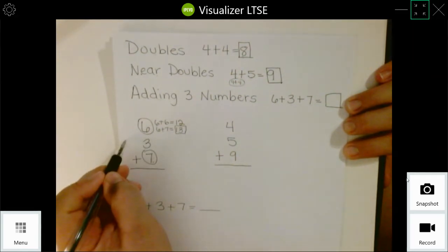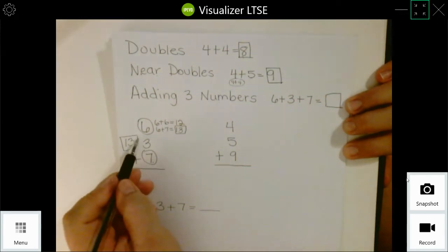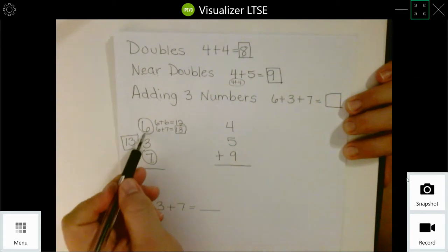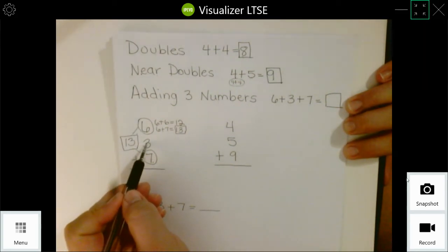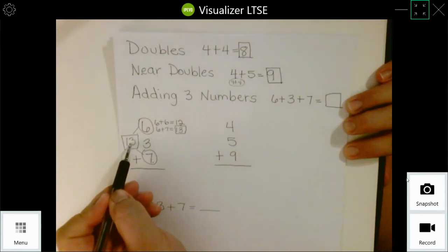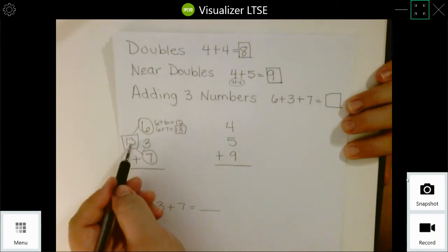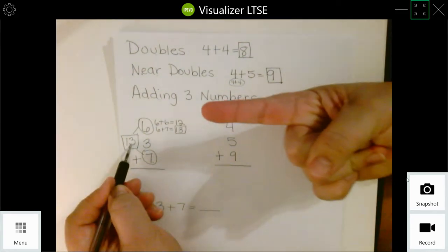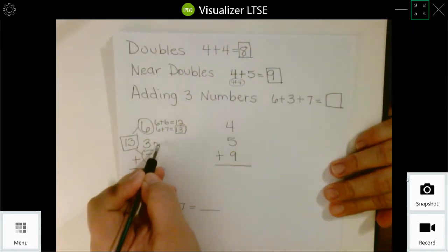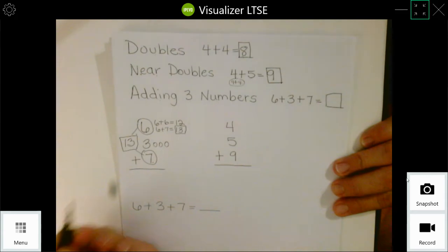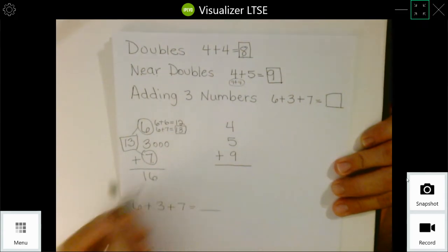Okay, and remember how in the example they were boxing it in? Okay, so let's box it in. So now I have 13 because I added this number and this number. So I still have to add this one to the 13. I'm not finished. So I can simply go 13, 14, 15, 16. So that my answer is 16.